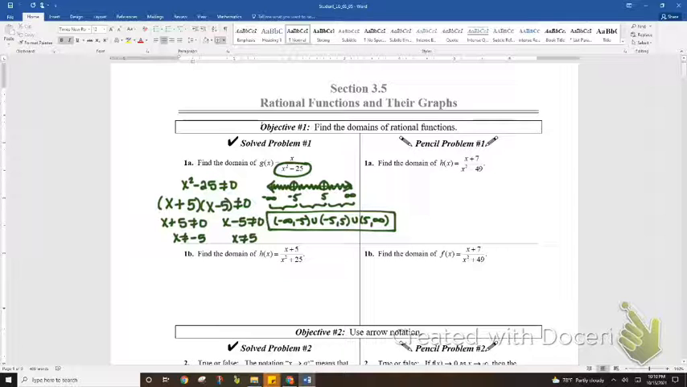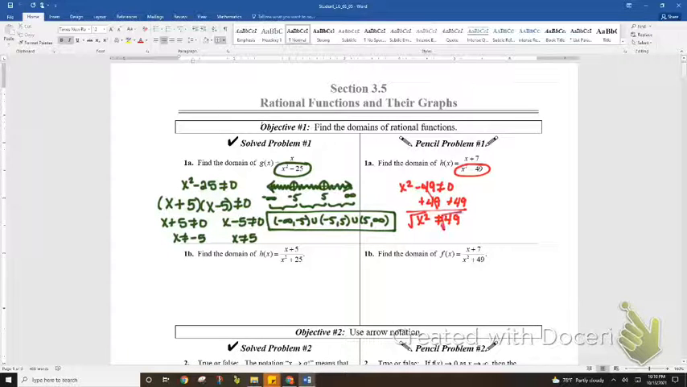Now for pencil problem 1a, it's the same idea. It's a fraction with x in the denominator, so we know that the denominator cannot equal 0. Well, some of y'all are like, why did you factor it? Why didn't you move the 25 to the other side? Well, we could do that. We could just move, in this one, the 49 over. And so you get x squared cannot equal 49.